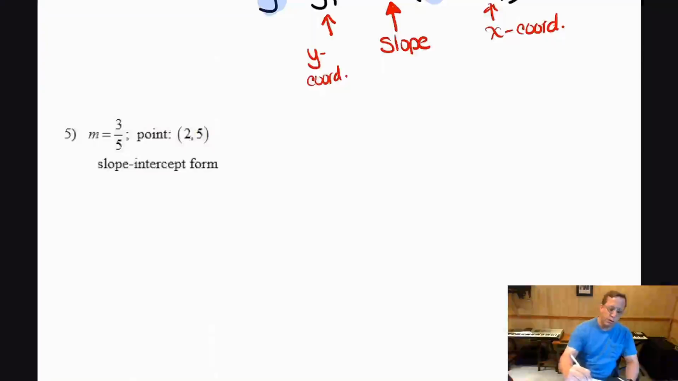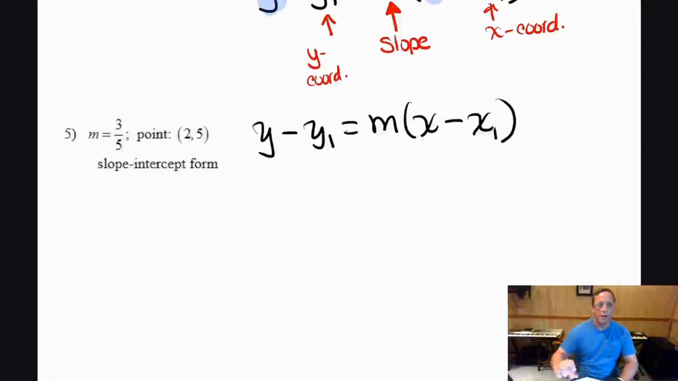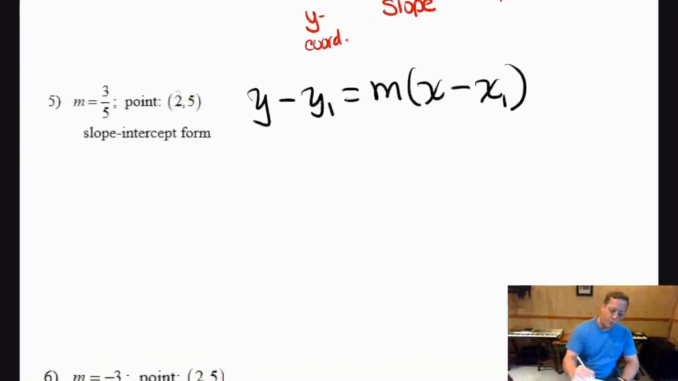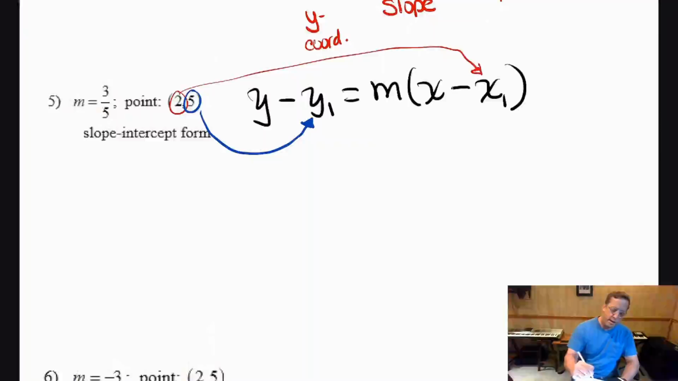So that's what we're going to do. We're going to put those values in. I'm just going to rewrite it again. For this 2, that 2 is going to go right there. And for this 5, that 5 is going to be implanted right there. And 3/5, that is your slope. That's going to be put there.